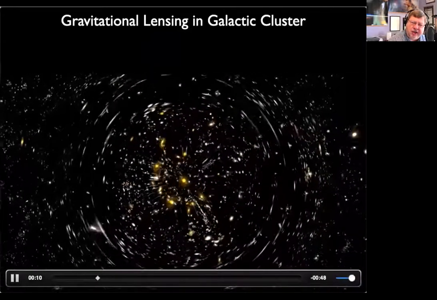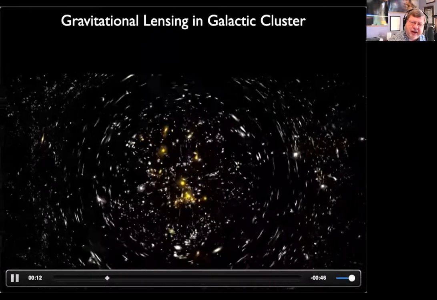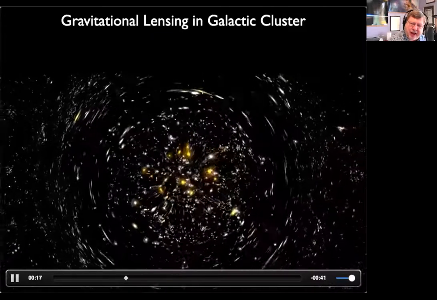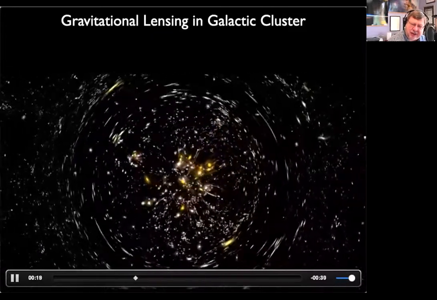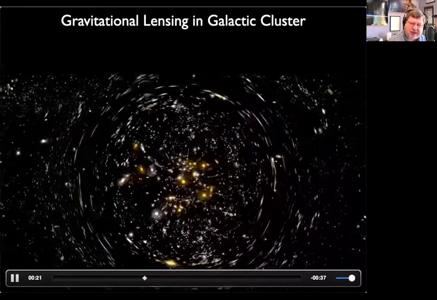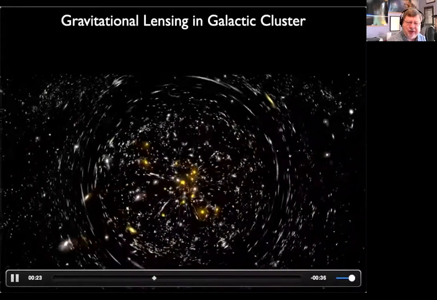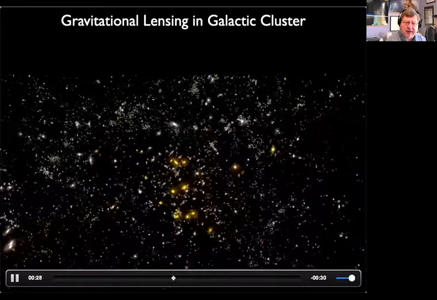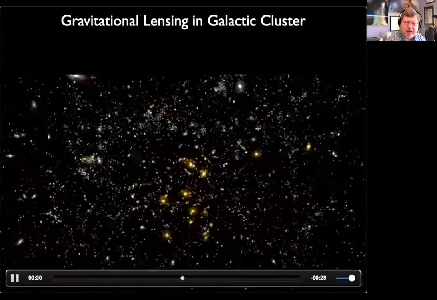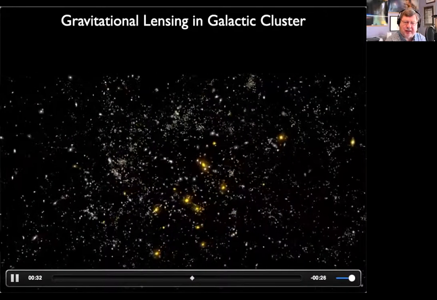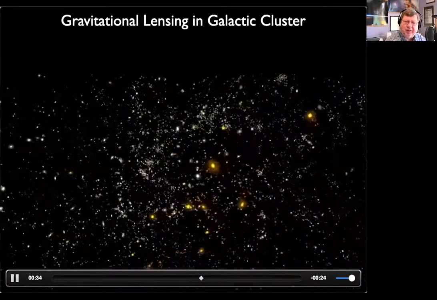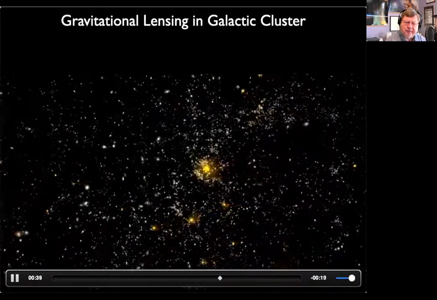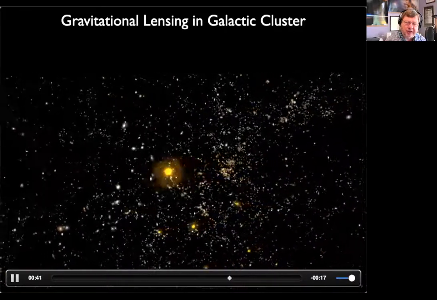So here you can see the warping of the images of the star field as the light passes through this galactic cluster, which is represented by the yellow stars there. And then halfway through, we just remove all of the dark matter and see what happens. And all of a sudden, not only does the galactic cluster explode, but you don't see that sort of warping that you do when you have so much dark matter.